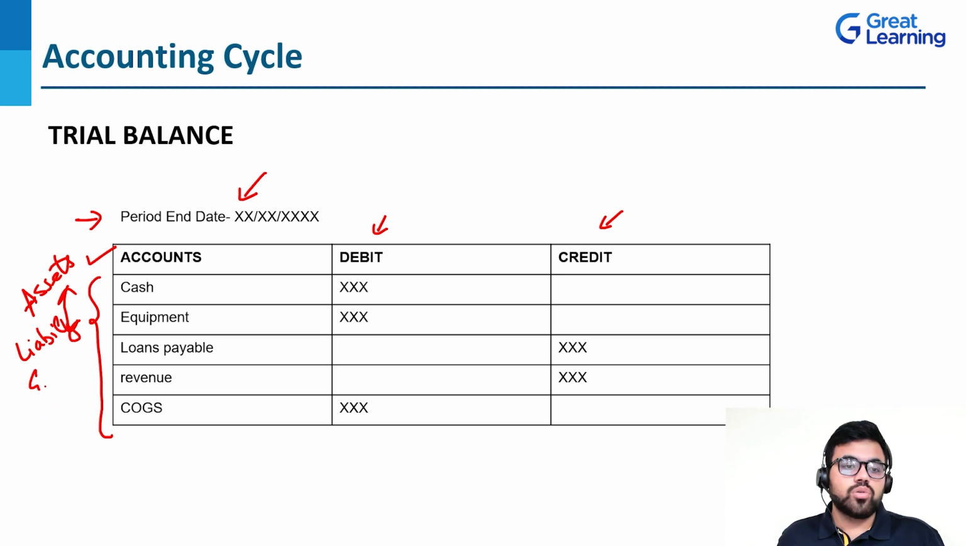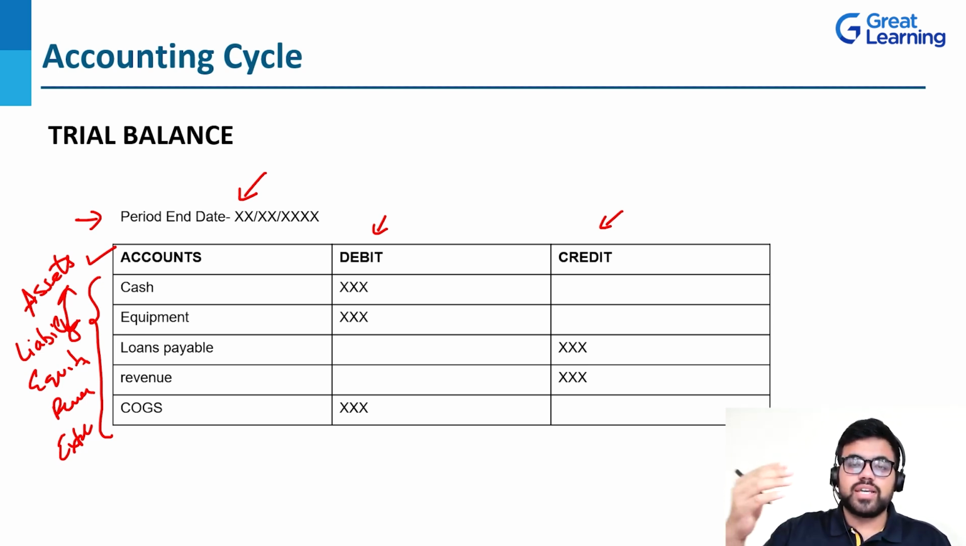Then comes the owner's equity, revenue, and expenses. So this is a general layout of how a trial balance is. First comes the asset, then liability, equity, revenue, and expenses. So this is the way.